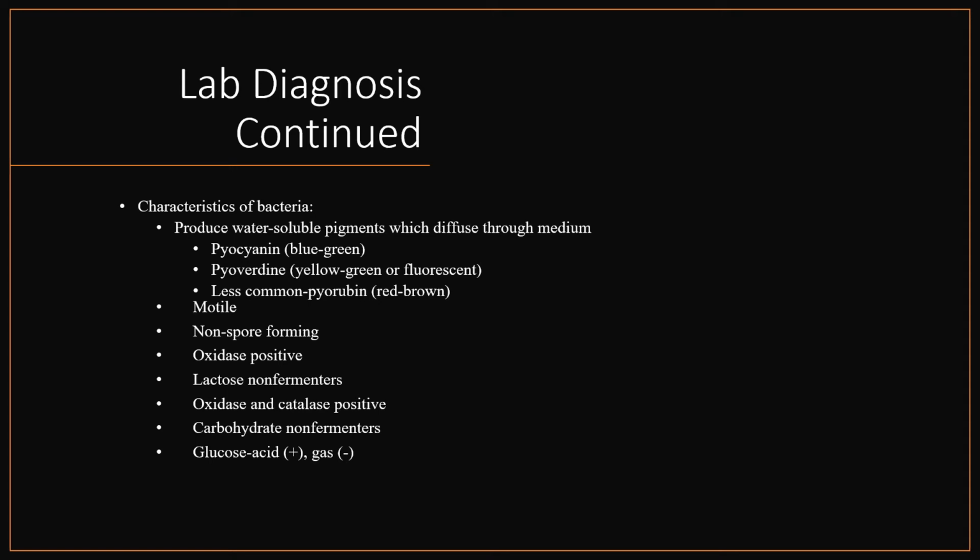So the bacteria will also produce this characteristic pigment that can be seen on the medium. So 2 of the common ones are pyocyanin, which is like a bluish green color, or pyoverdine, which is a yellowish green or kind of fluorescent color. And then less commonly, you might see pyorubin, which is a reddish brown color. And then I've just listed some tests that you can also do to help diagnose the bacteria as well.